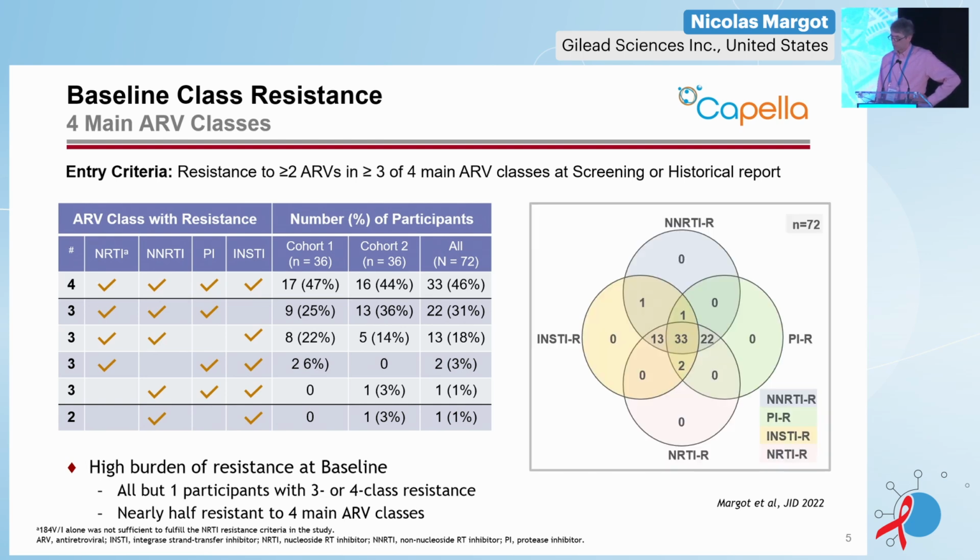And this is also illustrated in this Venn diagram that shows the 4 main classes and the number of people who were resistant to them, with all the numbers clustering in the middle indicating the high level of resistance. And so nearly half had resistance to the 4 main ARV classes.